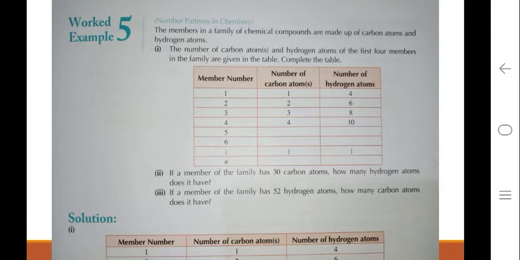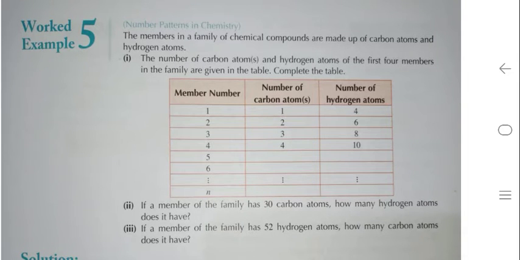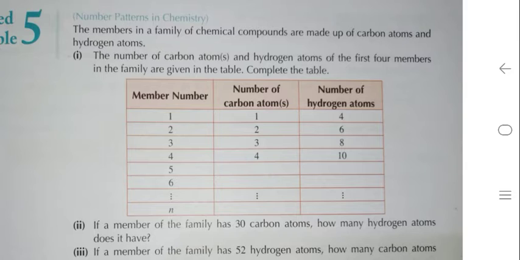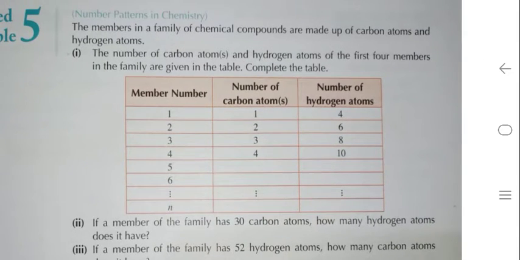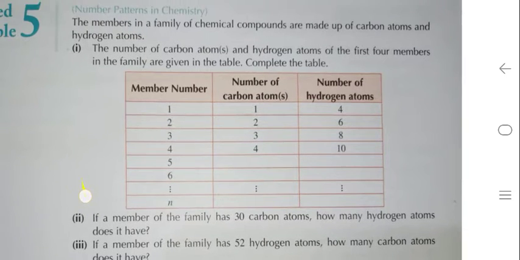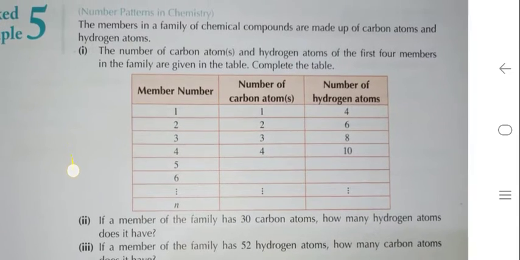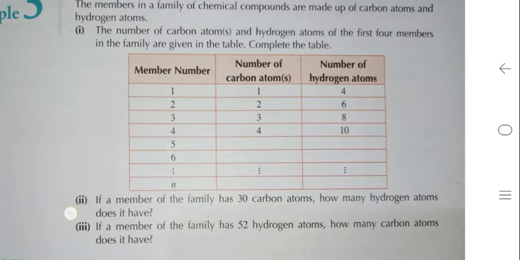Now take a look at this worked example 5. The members in a family of chemical compounds are made up of carbon atoms and hydrogen atoms. The number of carbon atoms and hydrogen atoms of the first 4 members in the family are given in the table. Complete the table. Okay, so number of carbon atoms 1, 2, 3, 4. Number of hydrogen atoms 4, 6, 8, 10. If a member of the family has 30 carbon atoms, how many hydrogen atoms does it have?